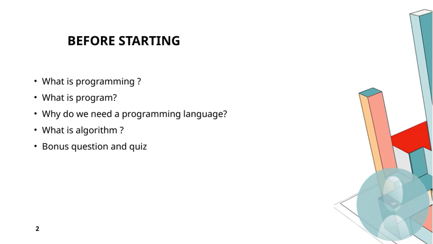Next, let's talk about algorithms. An algorithm is like a recipe or a set of step-by-step instructions for solving a problem or performing a task. It's a fundamental concept because it helps us design efficient solutions before we even start coding. And finally, we'll touch on some bonus questions and a quick quiz. These are designed to reinforce what we've learned and get you thinking about how all these pieces fit together to form the foundation of programming.